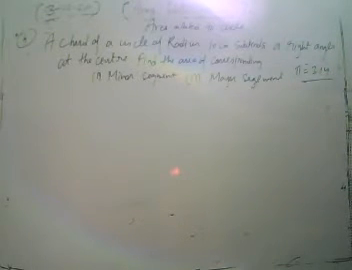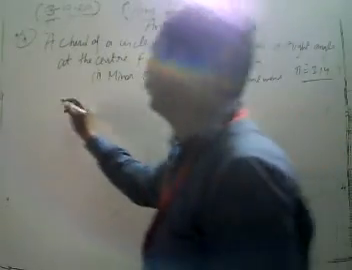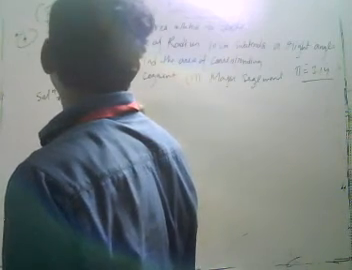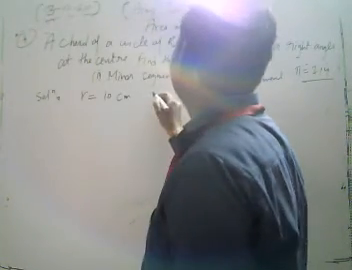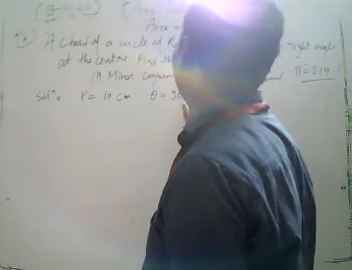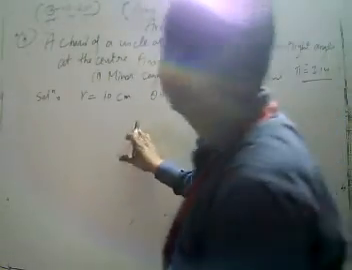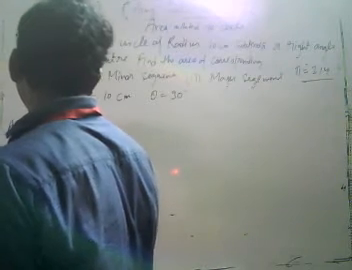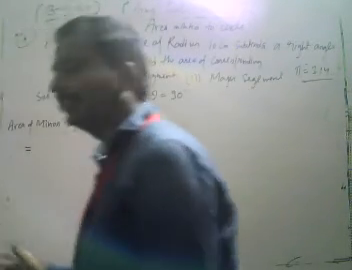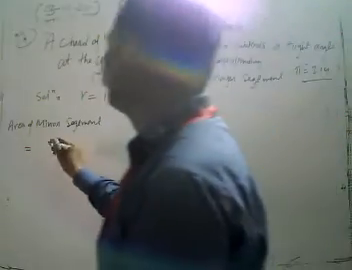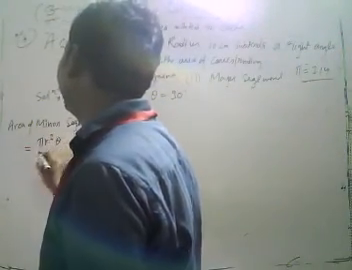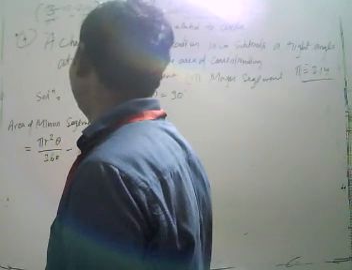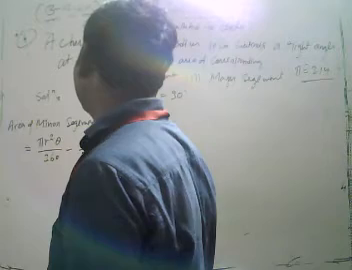Now, a chord of a circle of radius 10 centimeters subtends a right angle. In the solution, we have given r is 10 centimeters, and the angle theta is a right angle, which means 90 degrees. Now we have to find the area of the minor segment. What is the formula for the area of a minor segment? Area of sector minus area of triangle. We use the formula pi r square theta upon 360 minus r square by 2 sin theta.